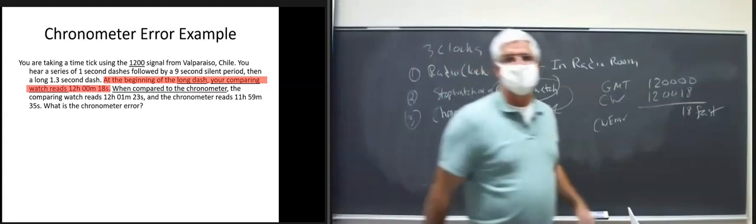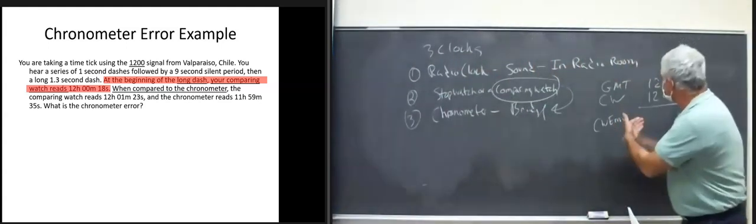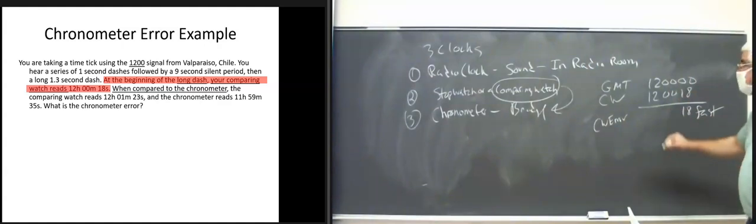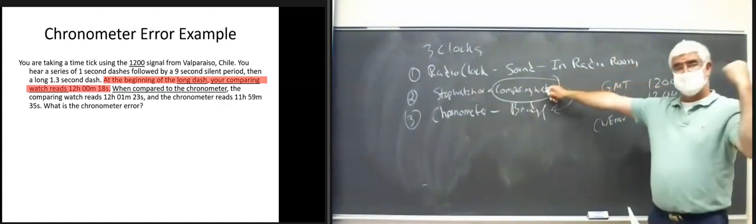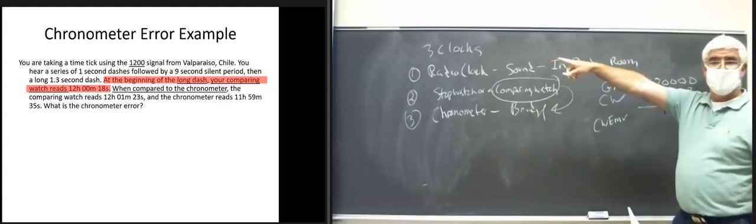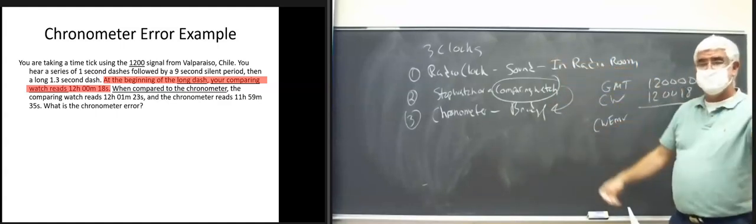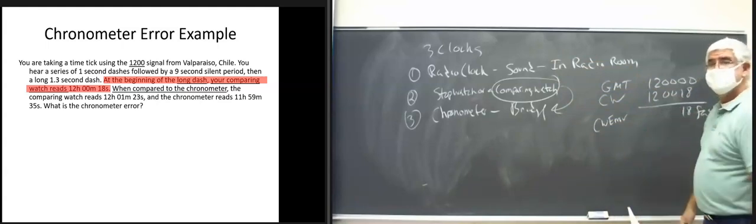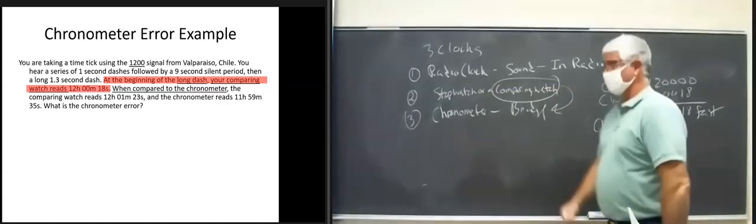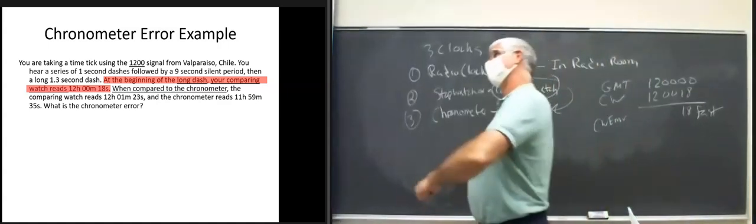So here's what happens. I'm in the radio room. I look at my comparing watch. Oh, it's 18 seconds fast. Okay, I'm going to remember that, because these are both set to Greenwich. On my ship, it might be 8 o'clock in the morning, but these are all set to GMT. So I notice it's 18 seconds fast. Now I start to walk to the bridge.